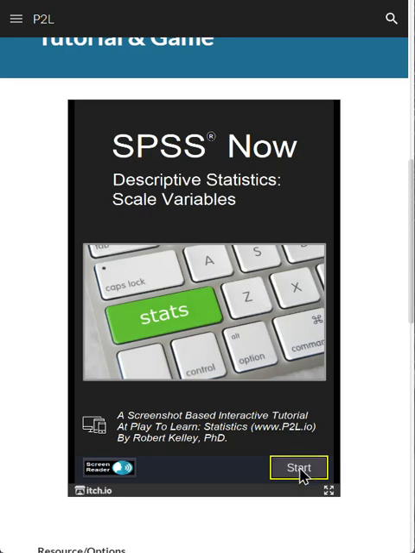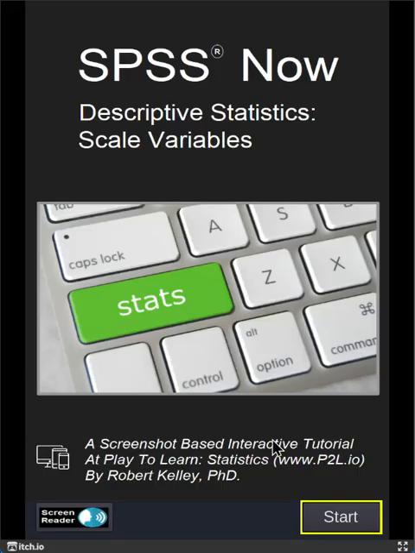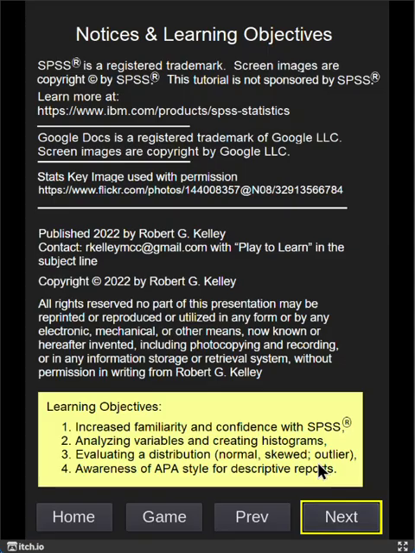You can click the start button on it or scroll a little further down and click the link for open the game in full screen mode. This is especially desirable if you're using a mobile device. To get started, again, just click the start button.